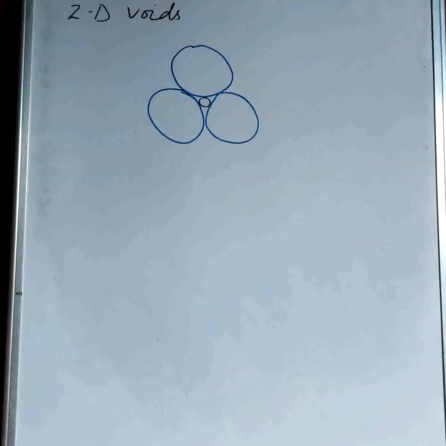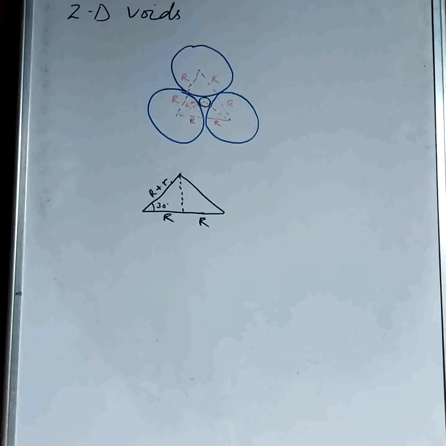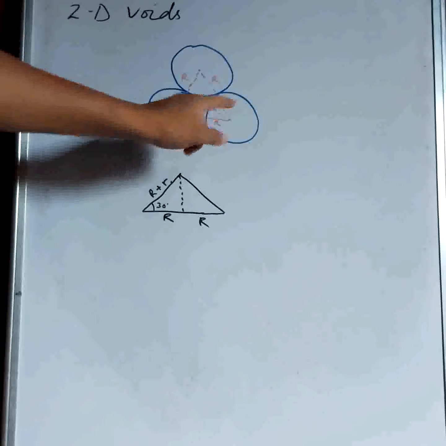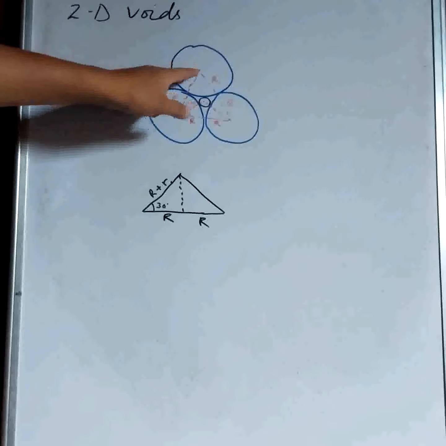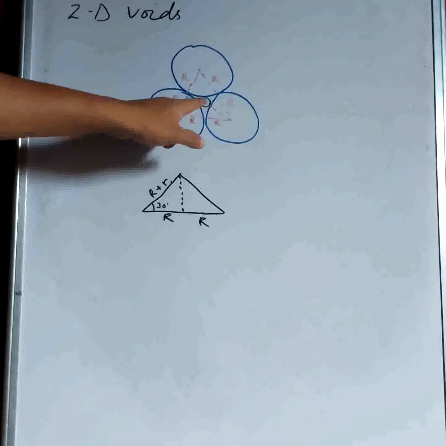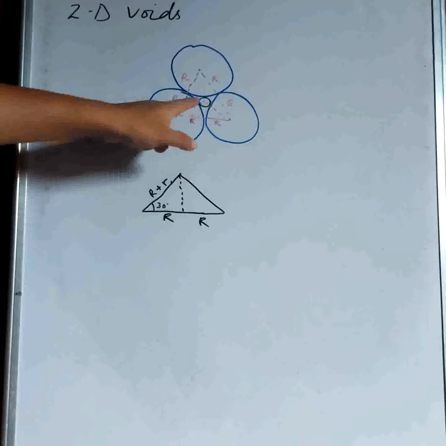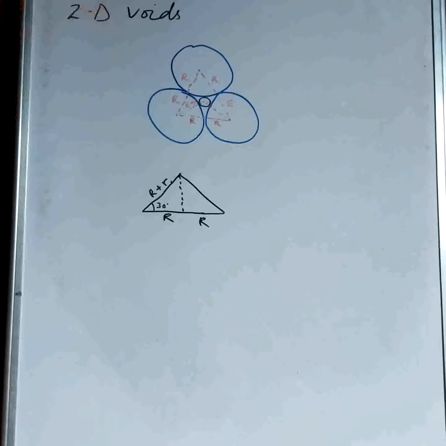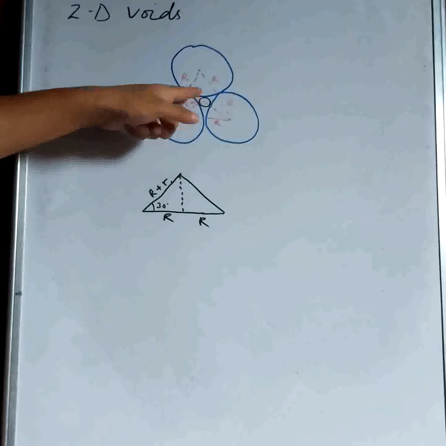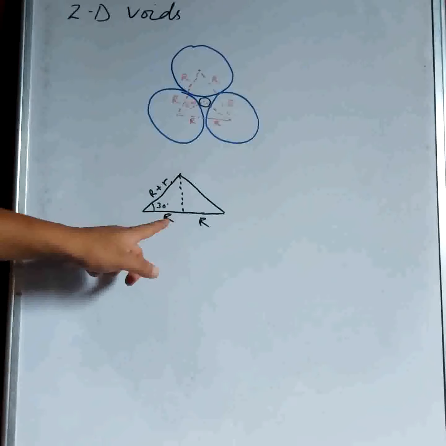So let's try to extrapolate the structure. I've extrapolated the structure, the figure. I've drawn an equilateral triangle from the center of each of the atoms, and I've extrapolated another smaller triangle which I've drawn here, taking the center of the smaller atom. Now if we take out only the smaller triangle, it should look like this.